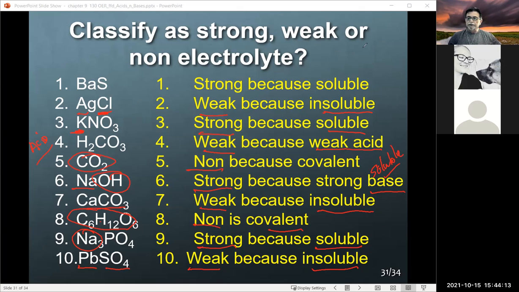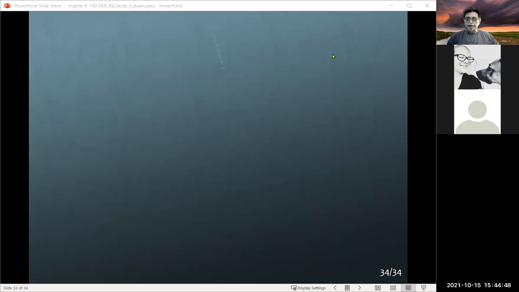So the point about this is, to classify it as strong, it has to be either a strong acid, a strong base, or soluble if it's an ionic compound. If it's weak, it's going to be a weak acid, a weak base, or classified as insoluble as an ionic compound. And if it's all covalently bonded, there's no ions in solution, it's simply a non-electrolyte. It will not conduct electricity.